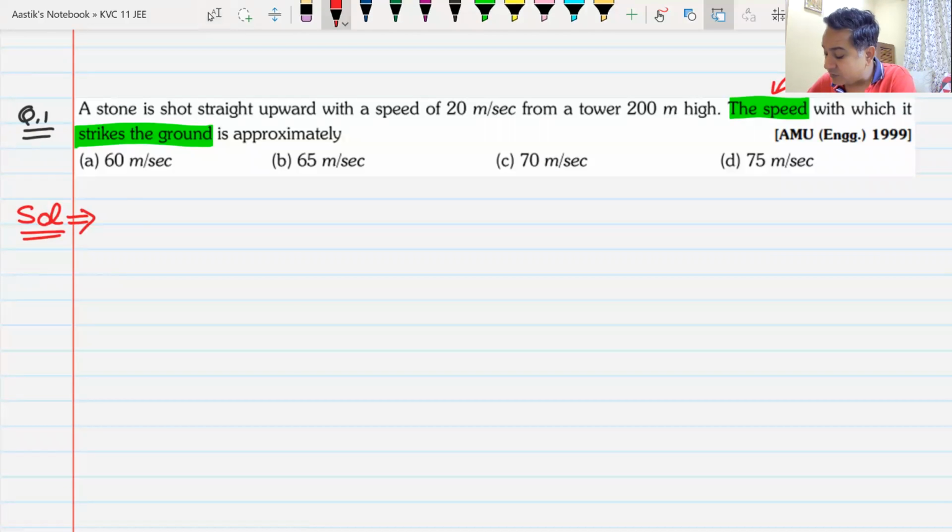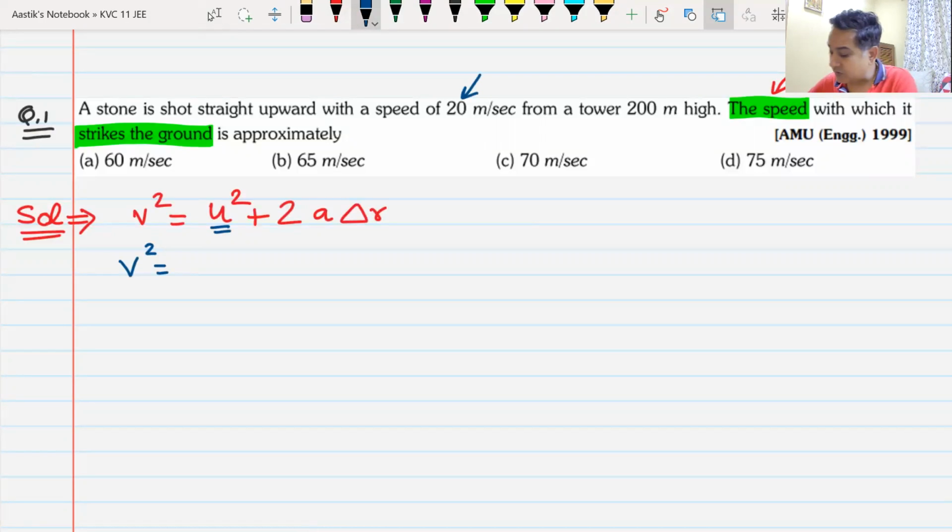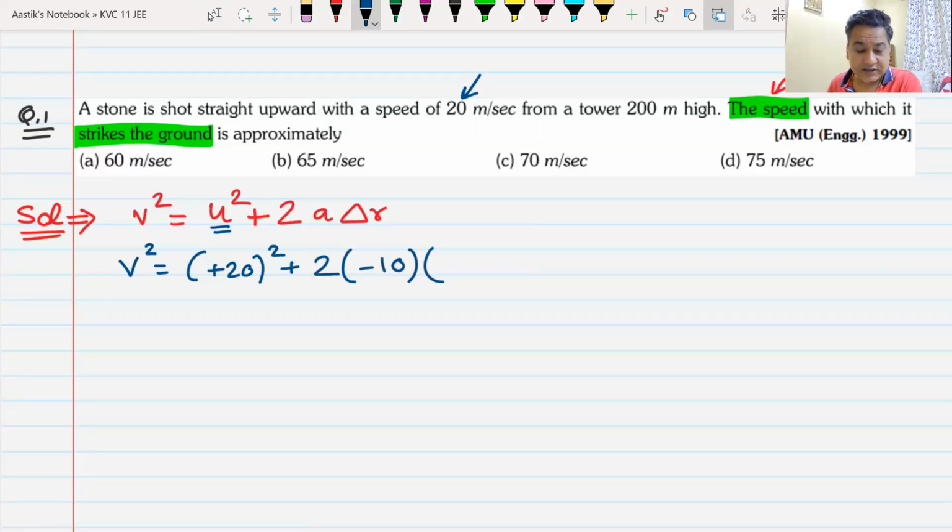The equation that I'm going to use is v square is equal to u square plus 2 times a into the displacement. I don't know v square, so I write v square. The value of u is given as 20. It is plus 20 because it is thrown upwards. So I will write it as plus 20 square plus 2 times. We all know how much is the acceleration. It is minus 10. We all know how much is the displacement.